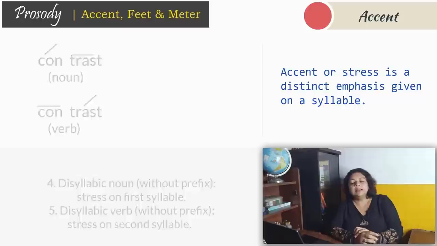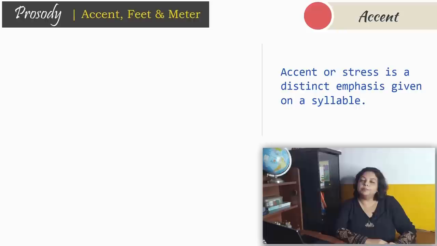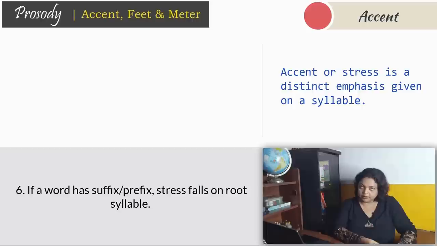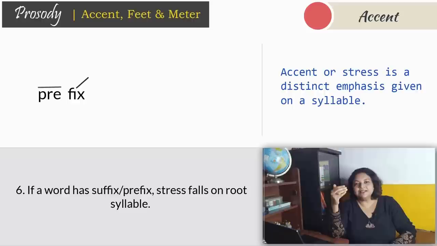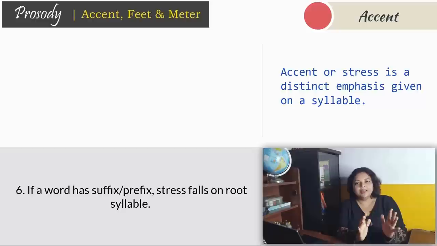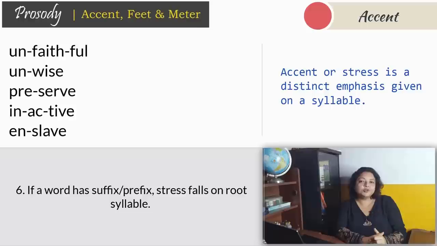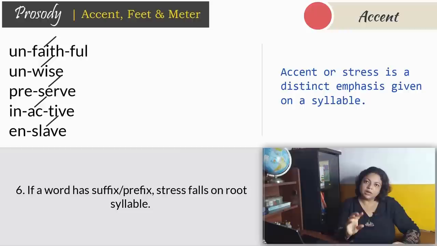Now, suppose a word has two syllables, but the first syllable is a prefix. What is prefix? Prefix is like an addition which you add to a word in the beginning of the word. Look at the word prefix. It itself has a prefix. The word pre, it means something which comes before. Fix is the real word here. You're adding pre to make it prefix. Examples of prefix: unfaithful, unwise, preserve, inactive, enslave. Whenever you're adding prefixes, the root word has to be accented. Root word means the word which actually gives meaning to the whole thing.